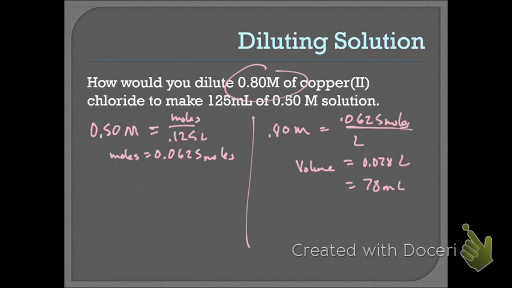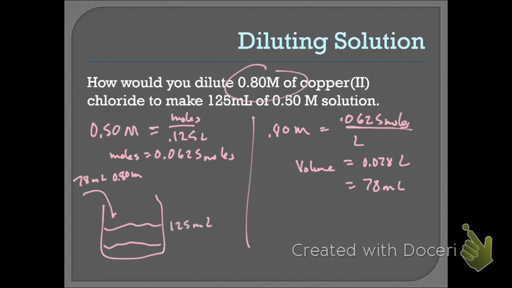So how would we dilute it? Well, we'd first add 78 milliliters of the 0.80 molar. We'll add that, and then we need to get to 125 milliliters. So we'll add water until we get to 125 milliliters.